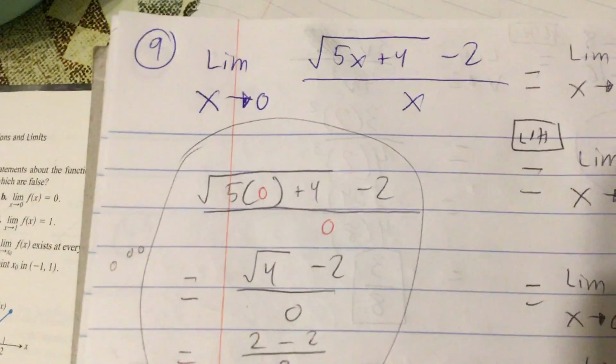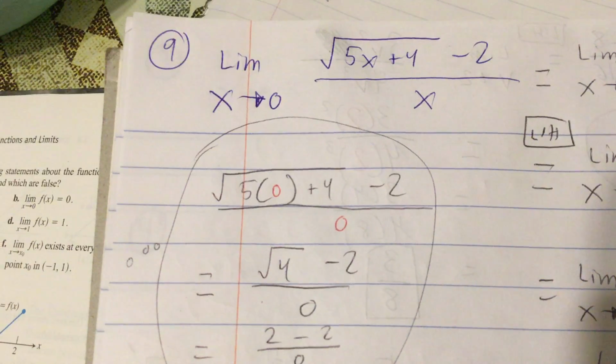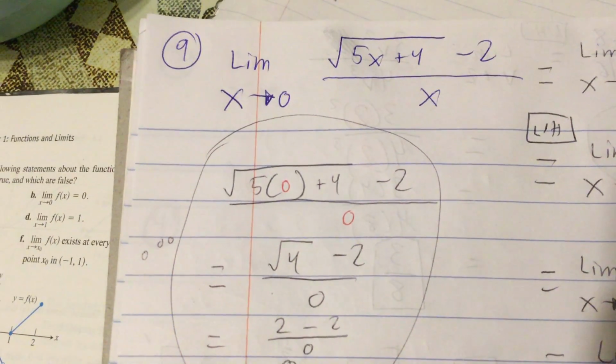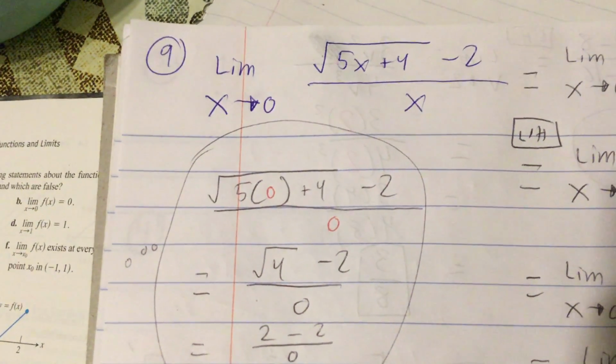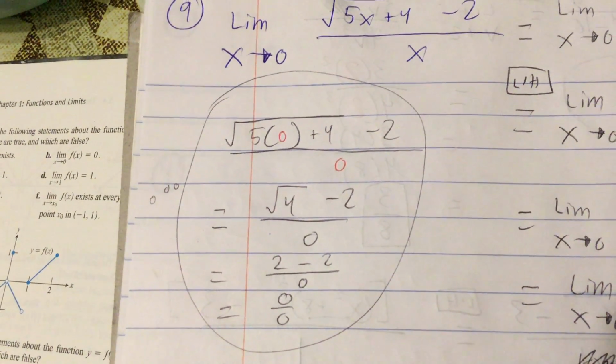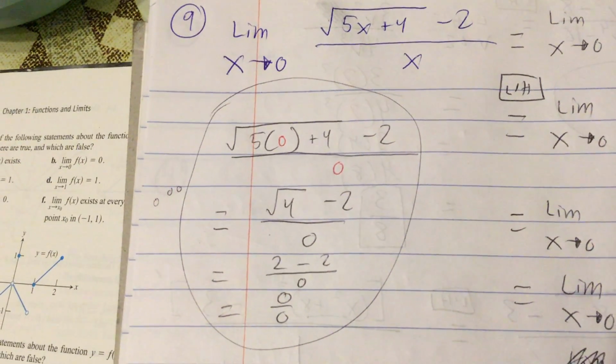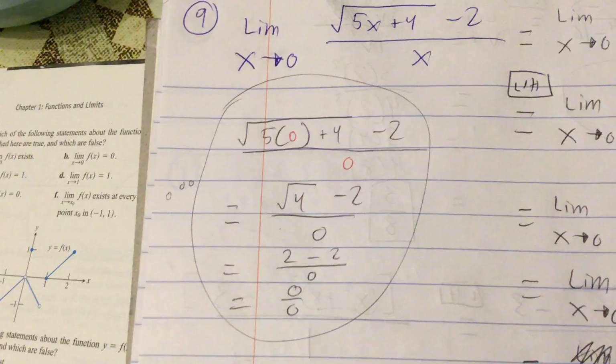Number 9. The limit as x approaches 0 of the square root of 5x plus 4 minus 2 over x. I get the direct substitution is going to get me 0 over 0. I'm not happy. I'm not happy. There's a hole in my graph.